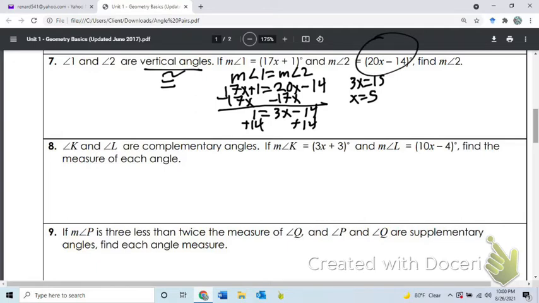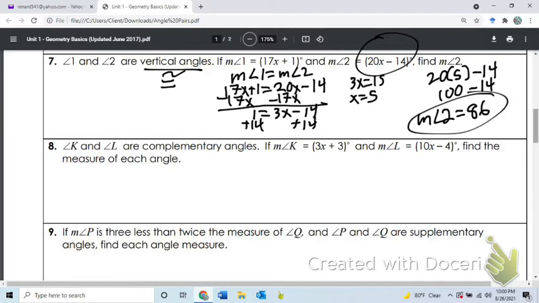Again, it's asking for the measure of angle 2, even though they're vertical angles. So you could, if you want to be tricky, find the measure of angle 1 and just say they're the same. We go 20 times 5 minus 14, which is 100 minus 14, or 86. If we'd done it the other way around, 17 times 5 is 85. 85 plus 1 is 86.